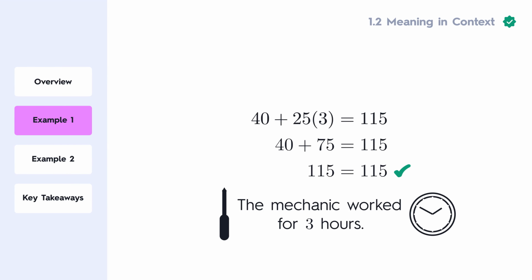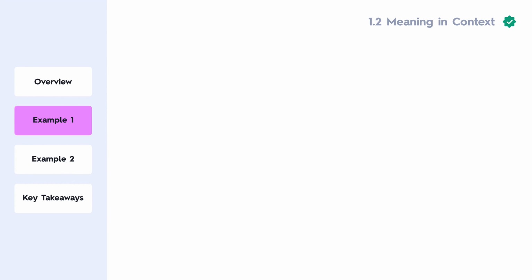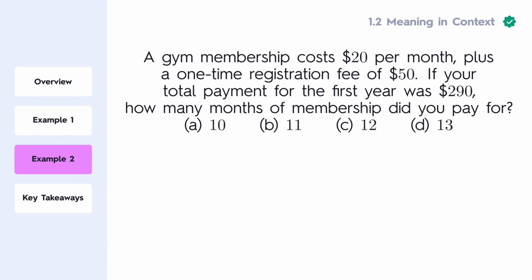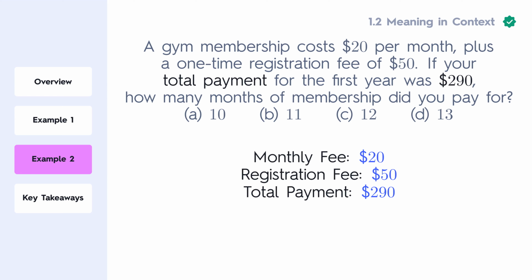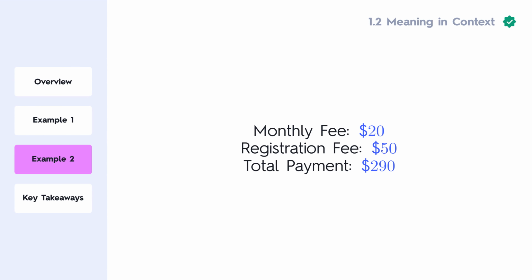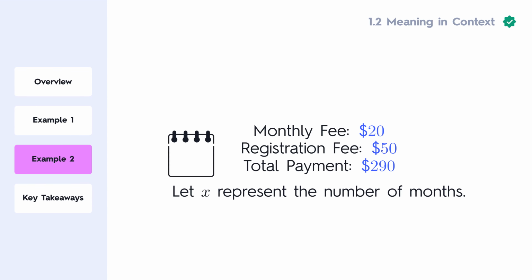For our next example, let's tackle a real-world SAT-style problem. A gym membership costs $20 per month, plus a one-time registration fee of $50. If your total payment for the first year was $290, how many months of membership did you pay for? Let's break this problem down step by step. First, let's define our variable. The question asks how many months the membership was paid for, so we'll let x represent the number of months.